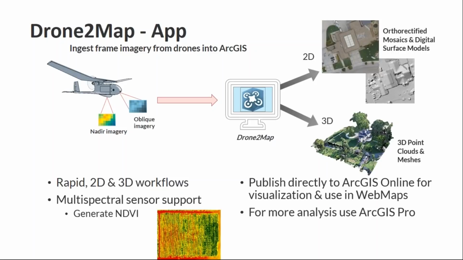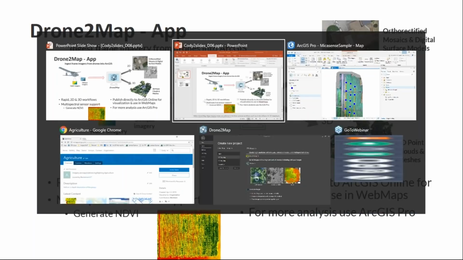Now note, Drone2Map does not require the ArcGIS desktop software, but comes with a subscription to ArcGIS Online and provides a simple method for publishing and sharing data. And other than the creation of the NDVI, I would not typically portray Drone2Map as an analytical tool. So for deeper analysis, I would want to bring the imagery into ArcGIS Pro.